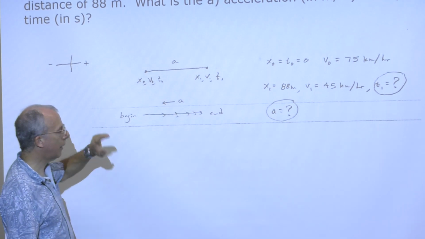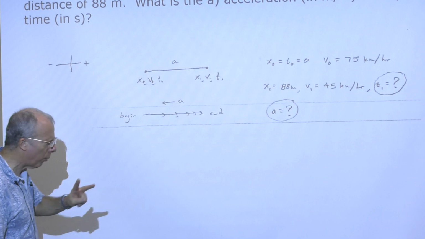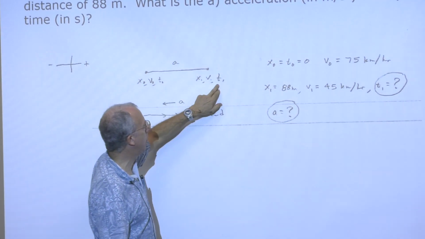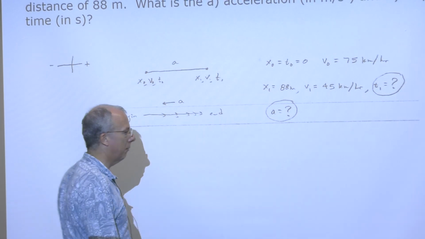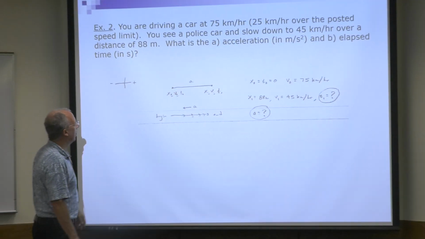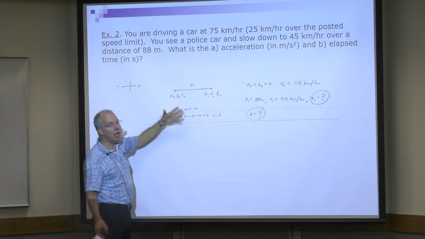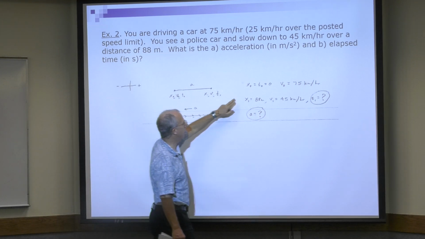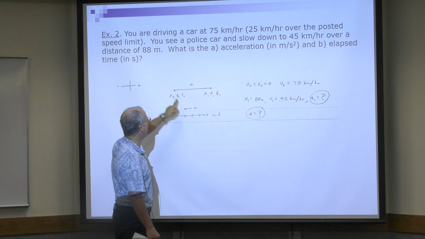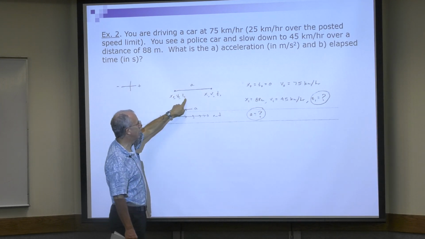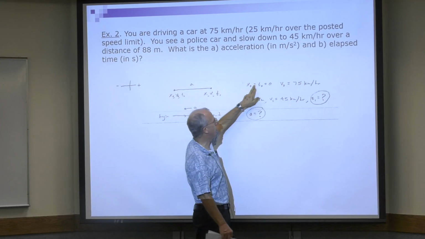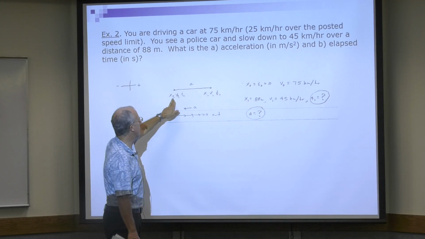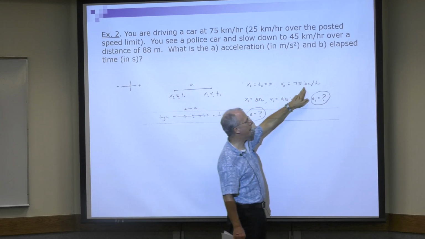All right? Okay, you need 2 points: X0, V0, T0, X1, V1, T1. All right, let's do it. So what are you going to call this? 0, why not? We'll call it 0 meters. So X0 is 0, T0 is 0. I was super lazy, didn't even write units. Okay, what's V0? 75 kilometers per hour.